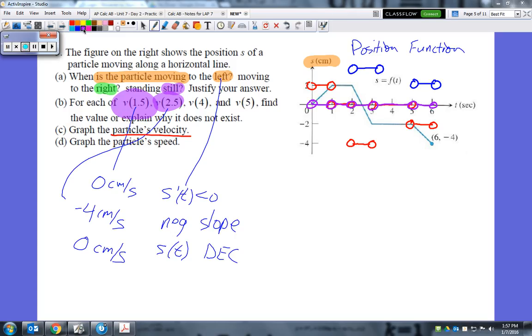Say it one more time. If you, on a position graph, if you don't have concave up or concave down, is there no acceleration? Yeah. Nice. You just reminded me of something.